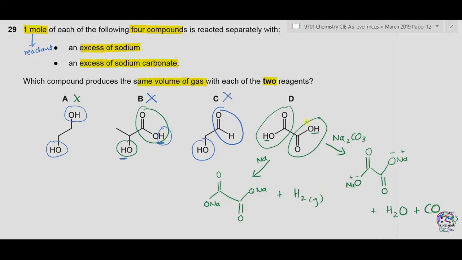So we can see that when 1 mole of reactant is used, 1 mole of hydrogen gas is produced in the first reaction and 1 mole of CO2 is produced in the second reaction. So both have an equal number of moles of gas, so therefore D is the correct option.